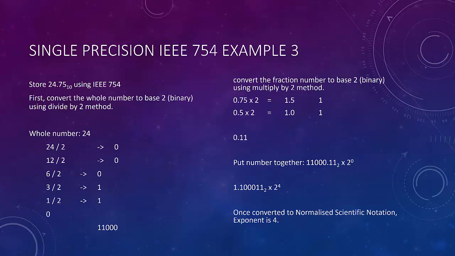Third example, I've put in a larger whole number, so 24.75 in binary. So first thing to do is just to convert the whole number. So convert 24 using the divide by 2 method. 24 divided by 2 is 12, no remainder, so it's a 0. 12 divided by 2 is 6, no remainder. 6 divided by 2 is 3, no remainder. 3 divided by 2, well, it goes in once, remainder 1, so the remainder comes out. 1 divided by 2 doesn't go, remainder 1, leaving us with 0.